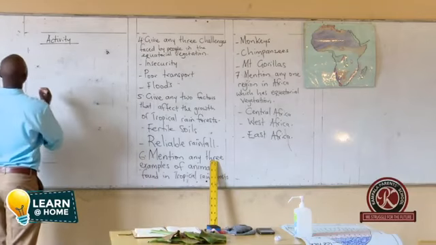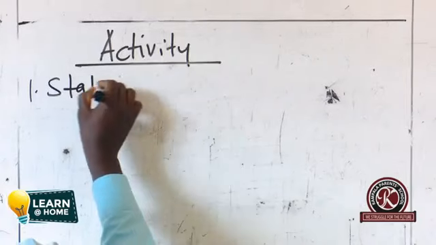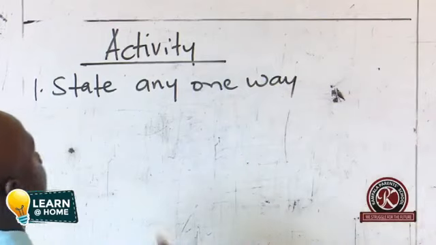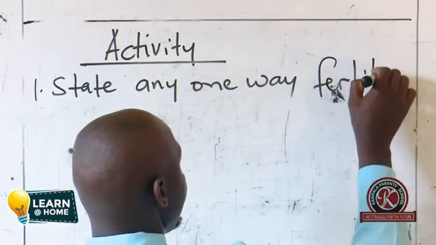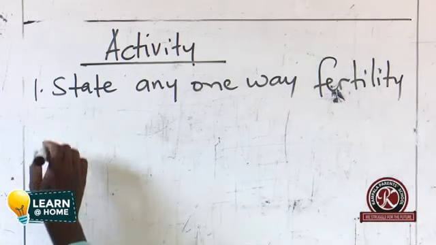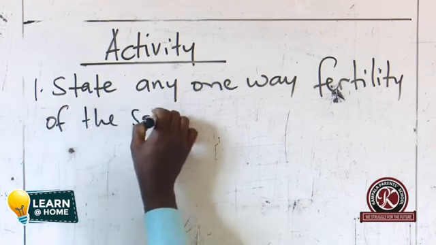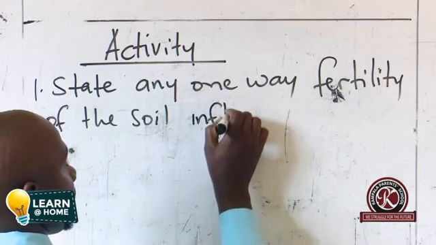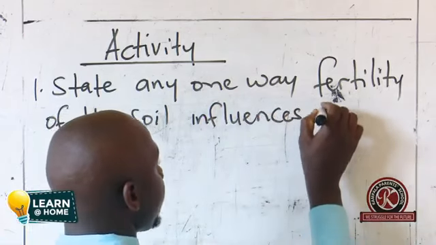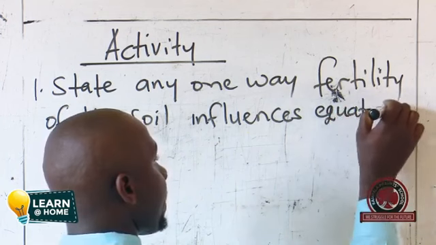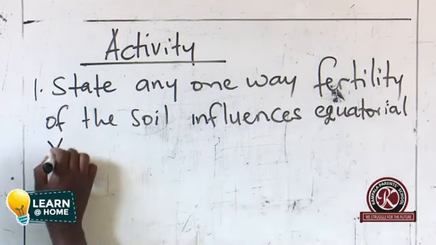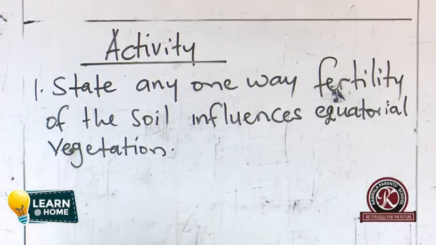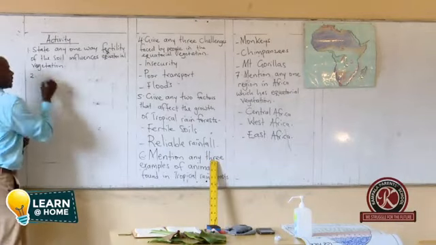Question 1. State any one way fertility of the soil influences equatorial vegetation. That's number one.